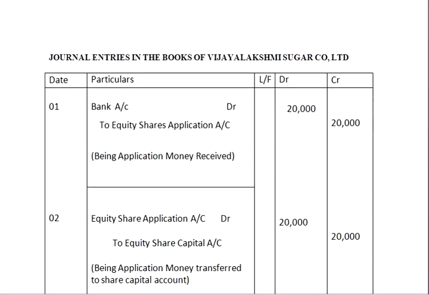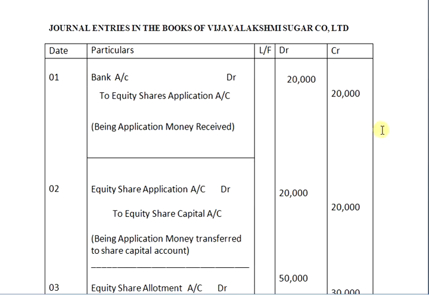Now coming to the journal entries. Journal entries in the books of Vijay Lakshmi Sugar Company Limited. See here, the first transaction: the journal entry will be on the receiving of the application amount. Receiving of application amount means what happens? Bank account debit to equity share application account, being the application money received, 20,000 and 20,000. Now it becomes 10,000 into 2. That application amount is transferred to the share capital account: equity share application account debit to equity share capital account. 10,000 into 2, it becomes 20,000. We have transferred the application amount.